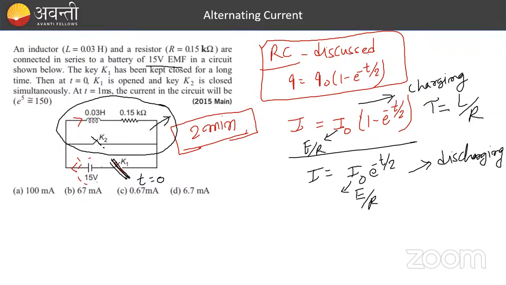Now current in the circuit will be at t equal to 1 millisecond. So current को क्या लिखोगे discharging circuit में? I naught e to the power minus t by tau. तो निकाल लो अब. I naught will be E by R. So that is your 15 volt by 0.15 kilo ohm into 10 to the power minus 3 करोगे. ठीक है. t का वैल्यू कितना है? मिलीसेकेंड. 10 to the power minus 3.